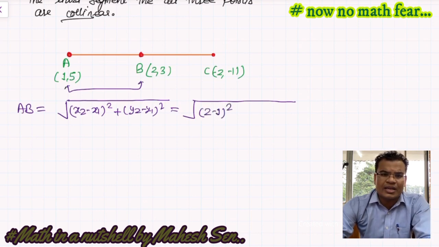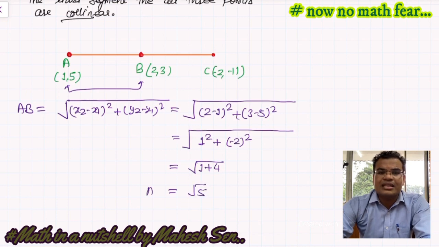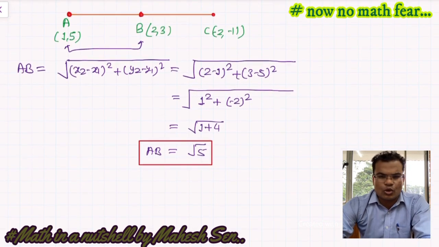(2 minus 1) whole square plus (3 minus 5) whole square, this is y2 minus y1. When you're solving, 2 minus 1 is 1, whole square, plus 3 minus 5 is minus 2, so I'm writing here minus 2 whole square. After solving this, I get 1 plus 4, which is 5. So guys, the length of the first line segment, AB, is root 5. I'll put it in the box, no problem.